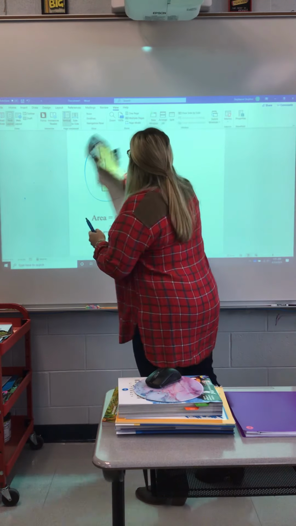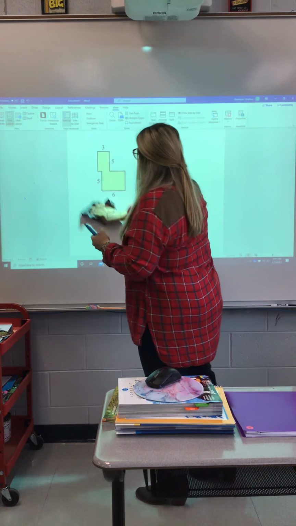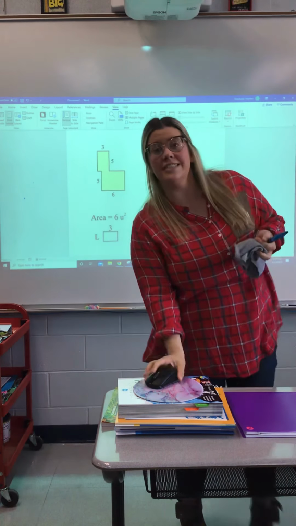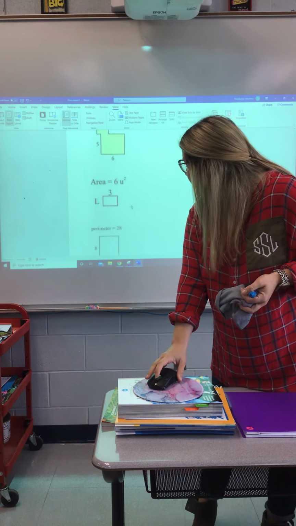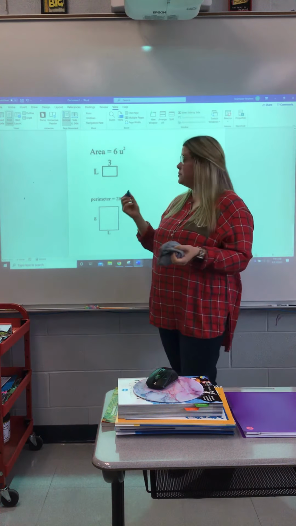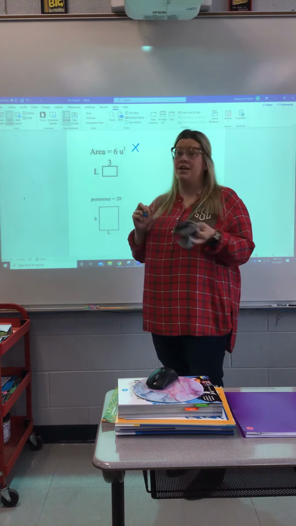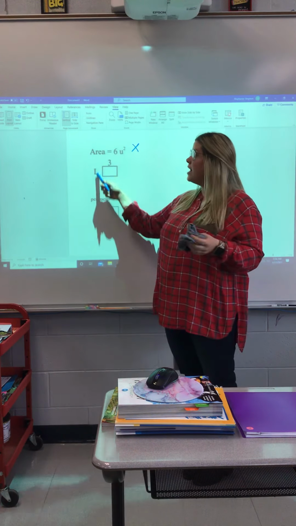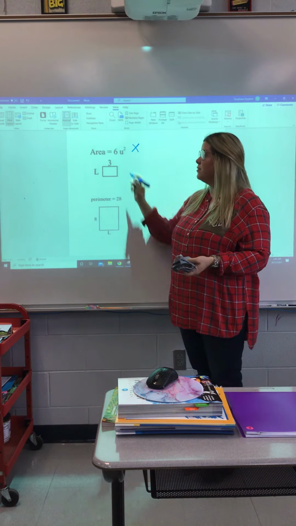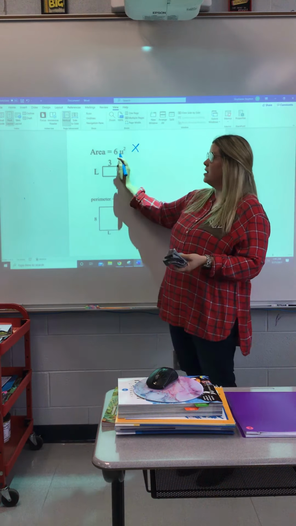All right, let's look at another one. Let's talk about finding the missing side length. We're talking about area, which means I'm thinking about multiplication. So the area of this rectangle is 6 square units. That's what the U means, unit, and that little 2 means square.